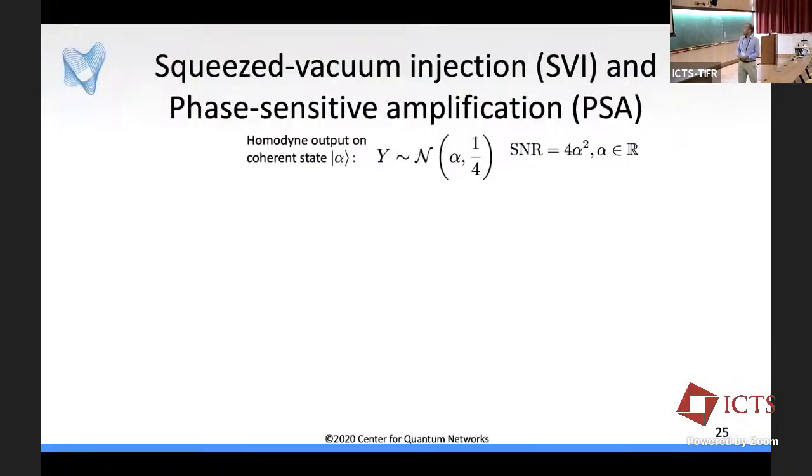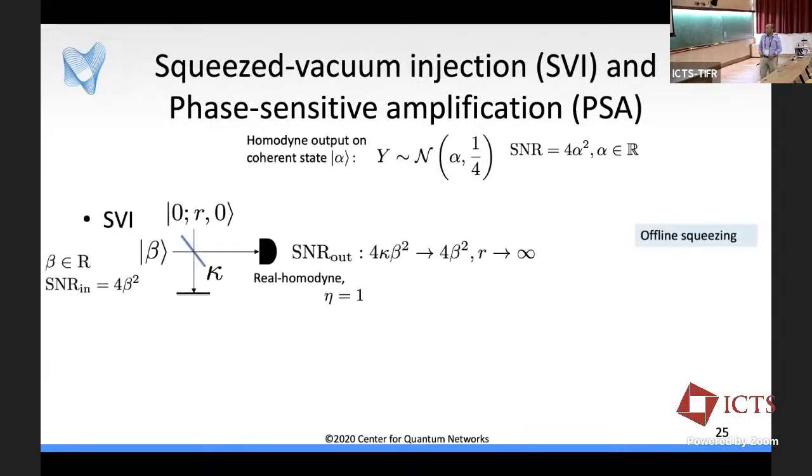All right, so why care about squeezed vacuum? Let's look at perhaps one of the earliest examples of the use of squeezed vacuum. If I take a homodyne detection on a coherent state alpha, what did I say? Let's say that alpha is a real number. I will get a Gaussian distribution with a mean of alpha and a variance of 1/4. So I told you about that. This was a very, very simple observation. I don't even remember who made this observation.